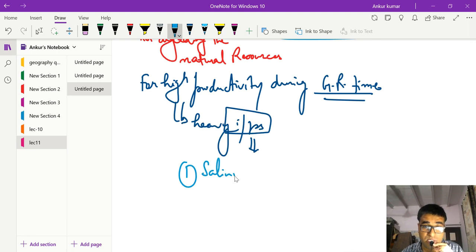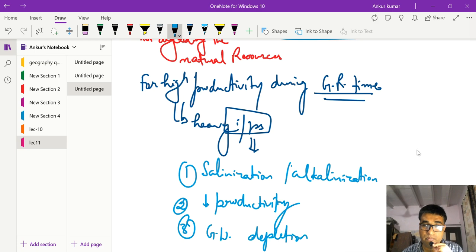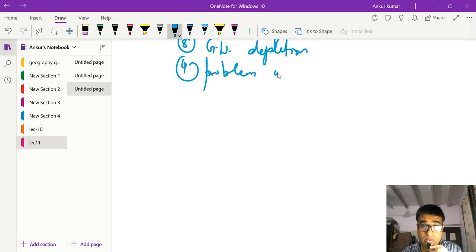Everyone knows: salinization of the soil, alkalinization of the soil, decreasing productivity, groundwater depletion, the problem of waste burning, farmer suicide.